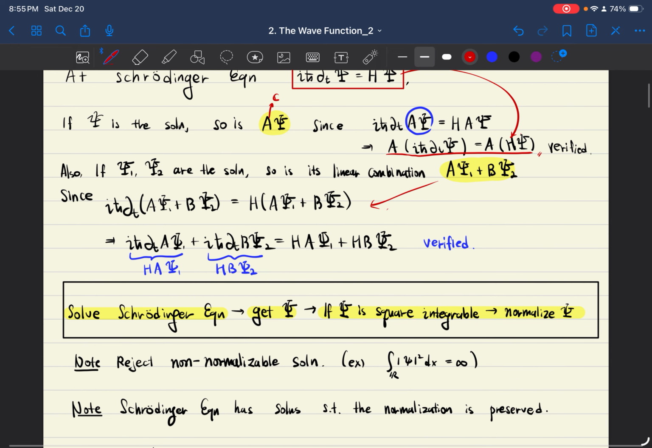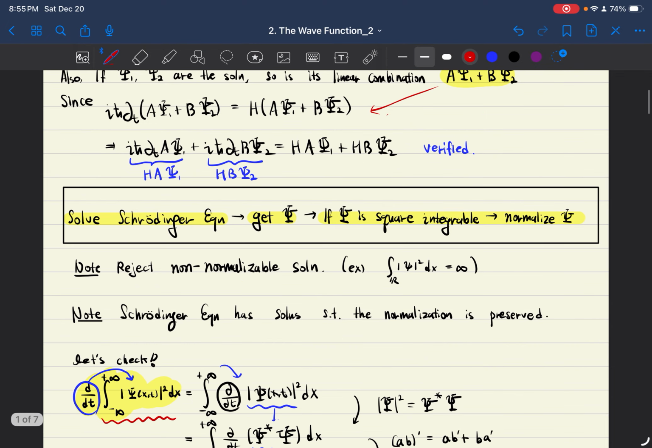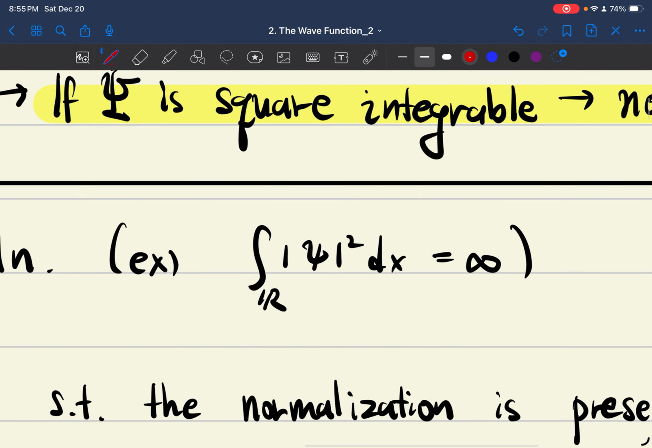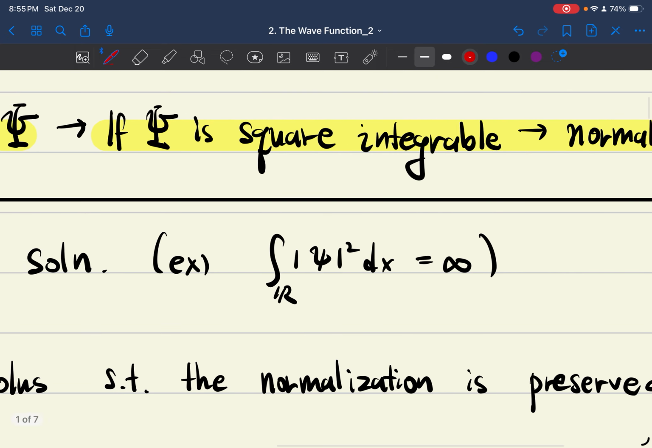So the whole structure of solving the equation and normalizing is right here. Solve the Schrödinger equation and get ψ. If ψ is square integrable, we just normalize it. And we reject non-normalizable solutions, such as when we integrate this norm squared and get infinite values. It is meaningless, so we reject this solution.